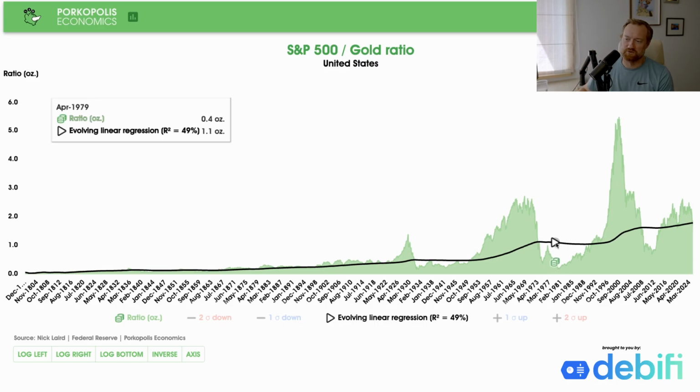Timing these bottoms is, of course, very difficult. And it takes a long time, right? Like, maybe you would have thought the bottom was here in 1974. You entered that trade. Whoop. You had to wait 6 more years. Sold your gold too early and then bought later here. You know, you never know. But this is just the general idea.